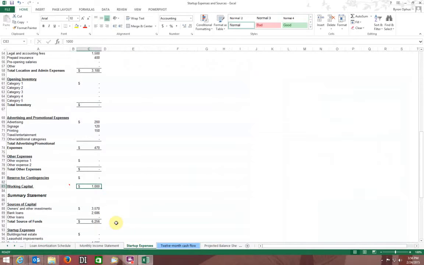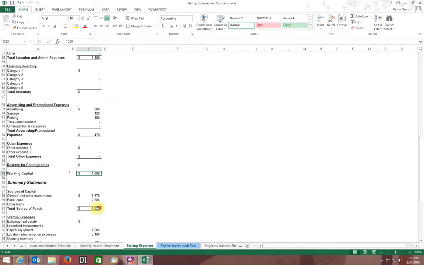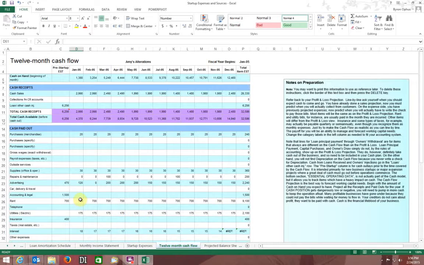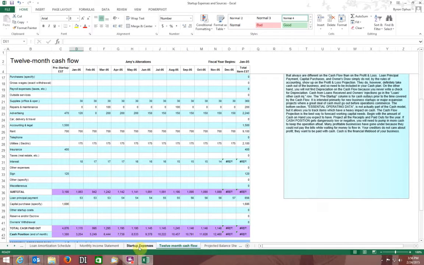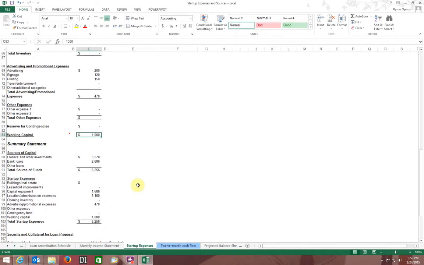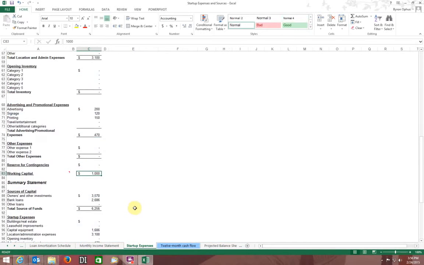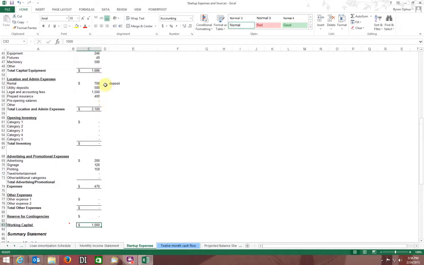6256, I believe that's the correct amount for your source of funds. Yeah, it is. Okay. Your capital equipment is 1686. You've got that in there correctly. Okay. Location and admin expenses are 3,100, and those are probably divided up a bit. Okay. You probably got your legal and accounting in there. Oh, let's see, what else do you have in that location and admin? Your rental deposit, your utility deposit, and your prepaid insurance.